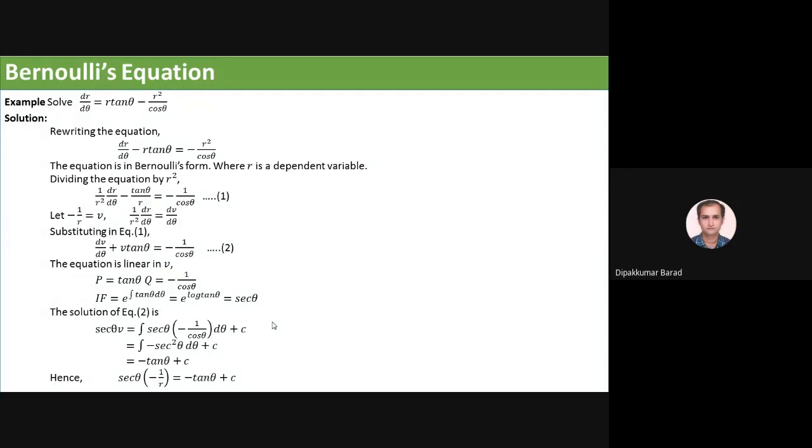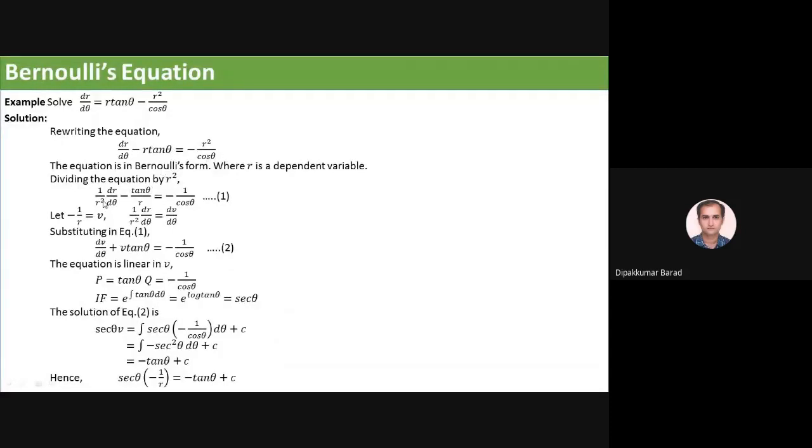Okay, so instead of y and x, we have been given equations in r and theta. And first we rewrite these equations: dr upon d theta equals r tan theta minus r square upon cos theta. Now here r is the dependent variable. If we didn't have r square here, then this equation would be linear in r. But unfortunately, we have r square here. So first we have to divide it by r square. So this is a non-linear equation, but we can convert it into a linear equation.